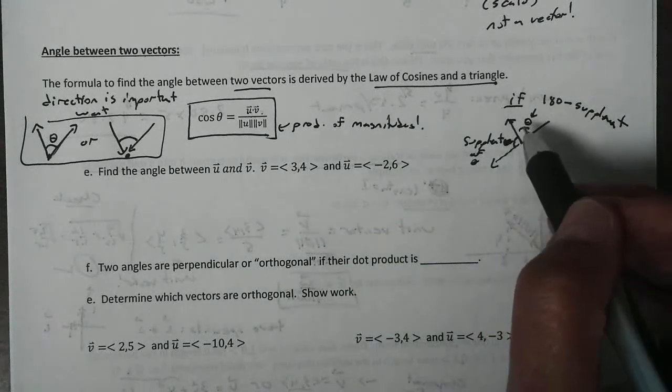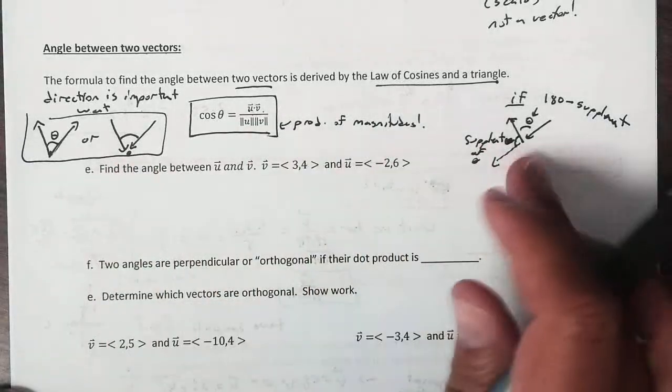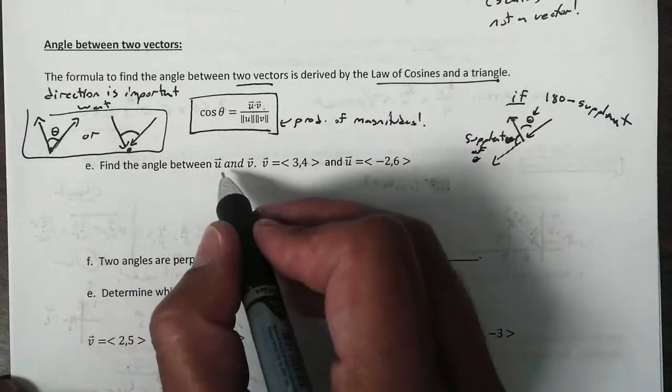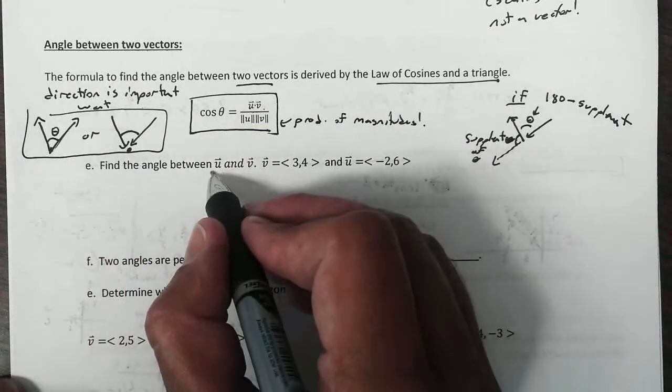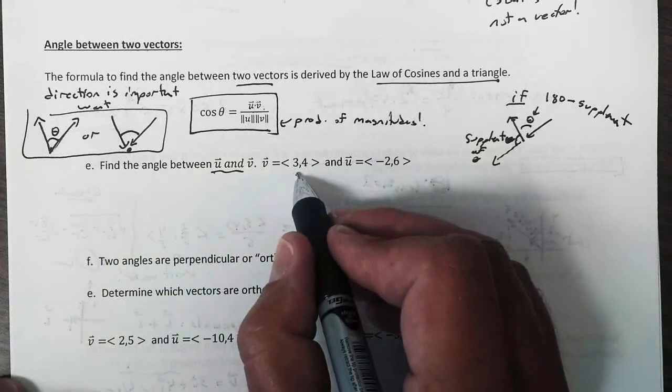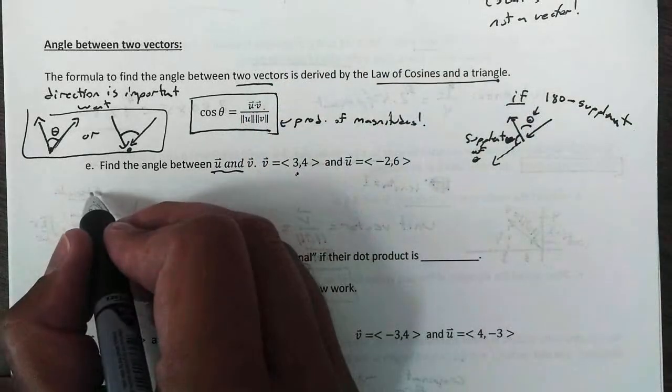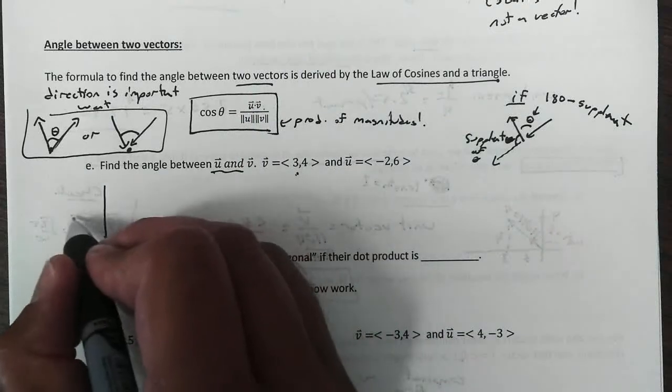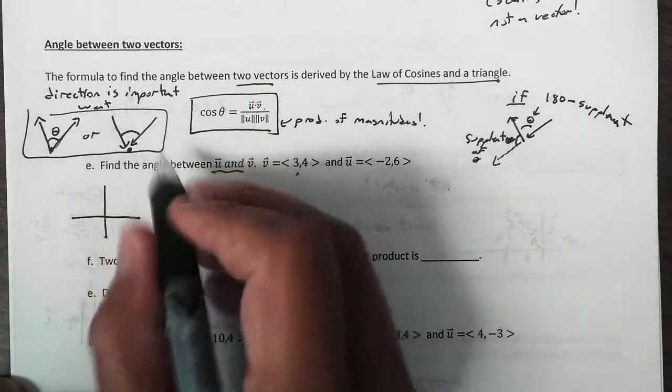wrong angle there. So first things first, to make sure, we always want to make sure we graph the vectors out. So we want to find the angle between vectors u and v. So same two vectors that we saw up here. So the first thing I do is I'm going to graph them just to make sure I'm going to get the right angle when I solve it.